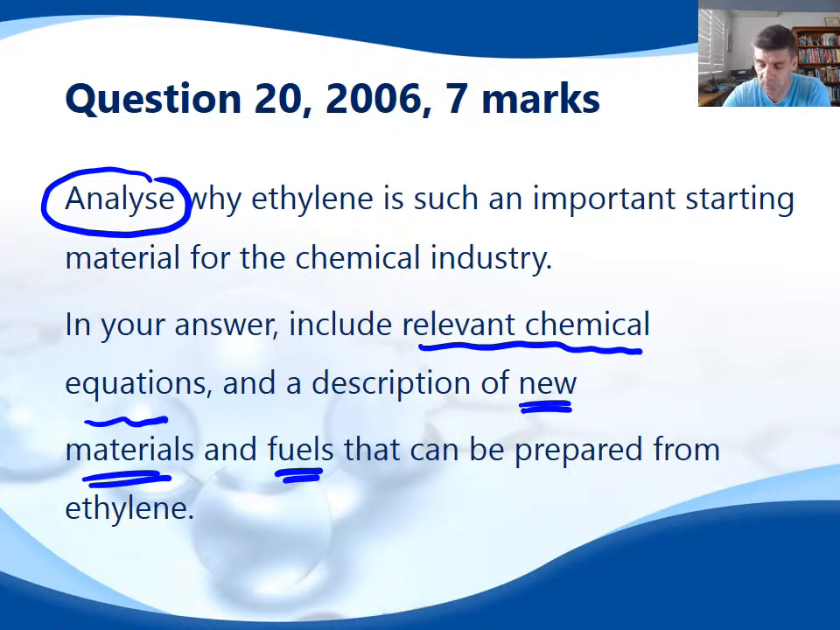When you're answering these sorts of questions, it's important to have a look, first of all, at the verb that you're being asked to include. Analyze is obviously a higher level verb. You're not just discussing something in terms of identification or a description. You're not even just explaining the different reactions that occur. You're trying to analyze why it is an important starting material. So we make the assumption that it is, and then we try and support that assumption with a good series of arguments that support the fact that ethylene is such an important industrial chemical.